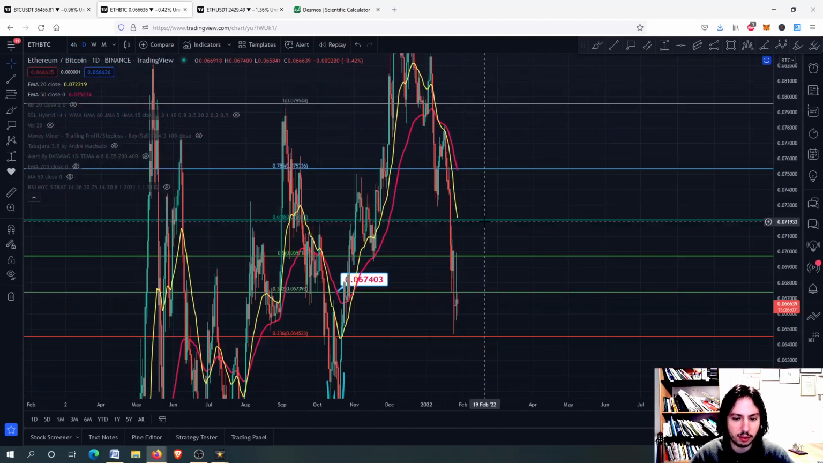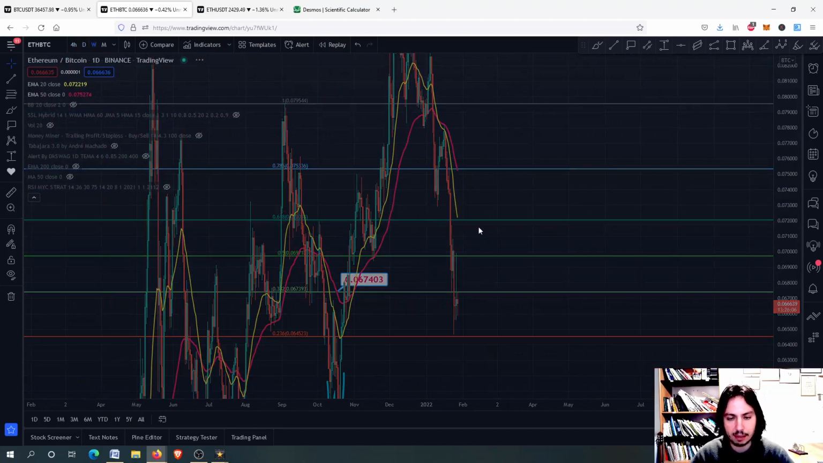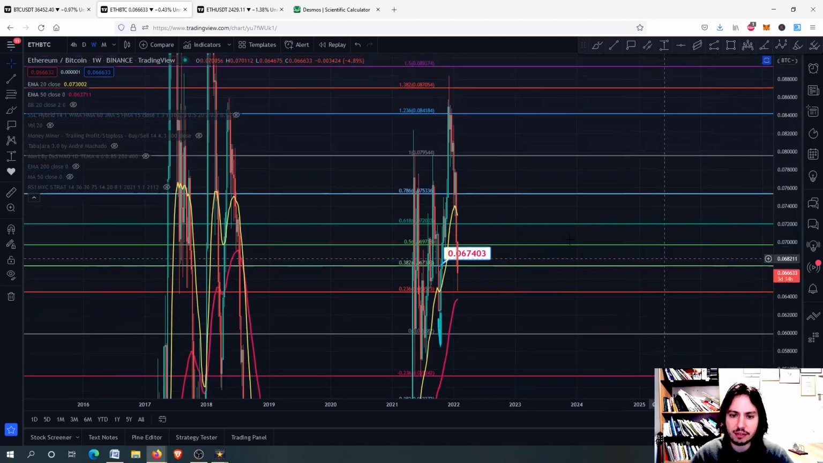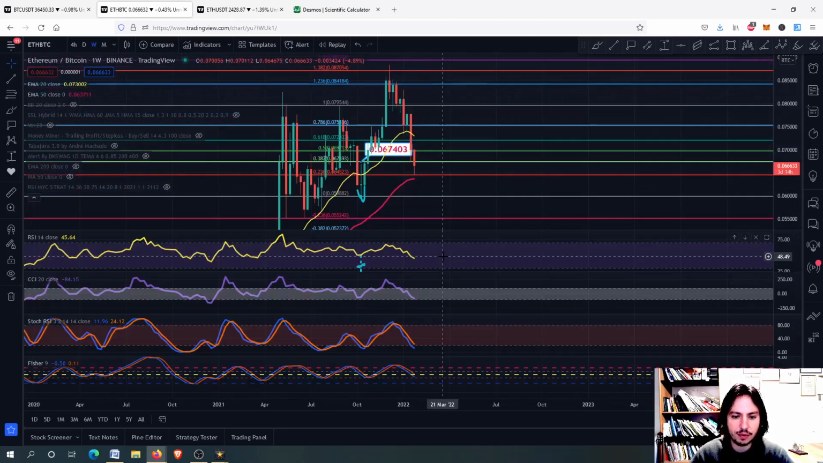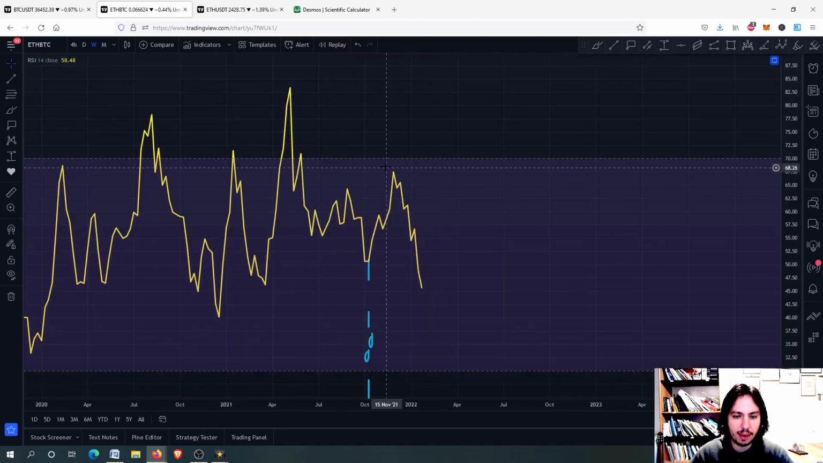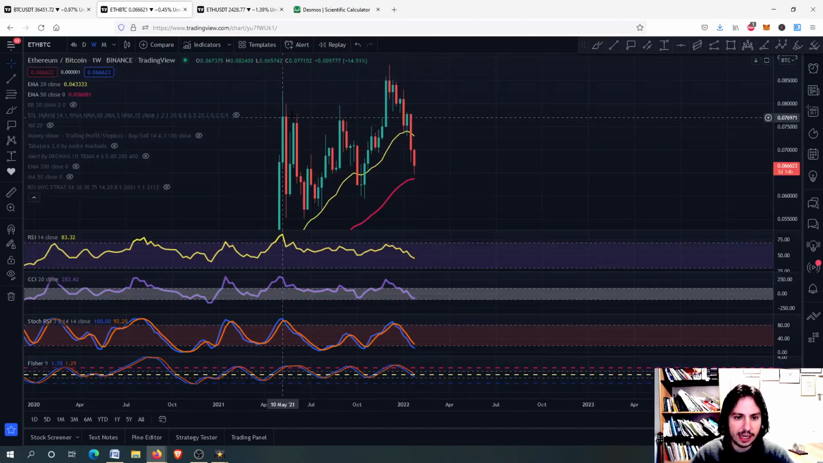We talked about the Ethereum against Bitcoin chart in the previous market update. If we go to the weekly frame, we are going to see that we are having a bearish RSI divergence. You can see lower highs on the RSI, and of course, we had higher highs in the price. Okay, this was a bearish RSI divergence. That's why we are going down.